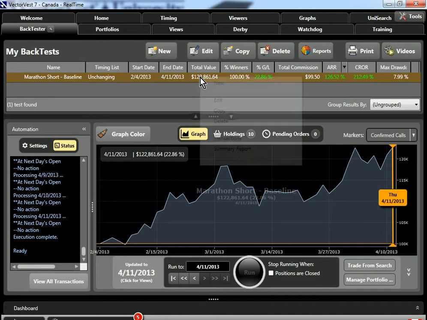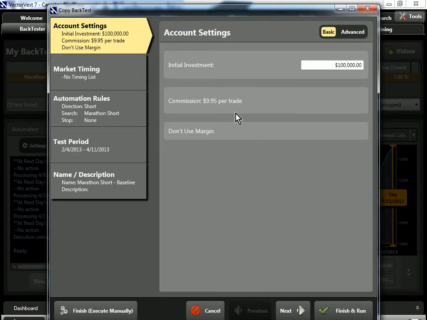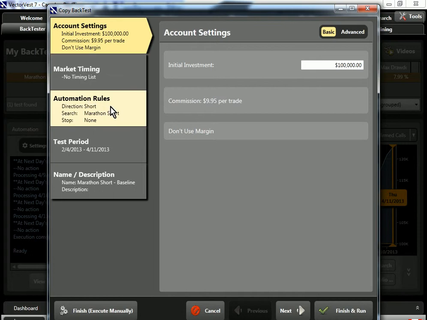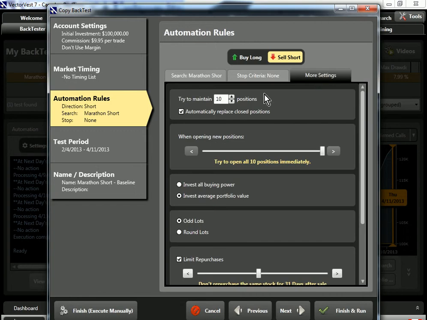And so to do that, it's very simple. I can right click on this baseline and click Copy. We'll make no adjustment to account settings, no adjustment to market timing. We'll go right to automation rules, and when we adjust something, we want to do it scientifically and only adjust one variable at a time. So we'll keep the Marathon Short search. I'll go to the More Settings tab and we'll drop it to 5 positions. I'll go to the bottom and click Finish and Run.